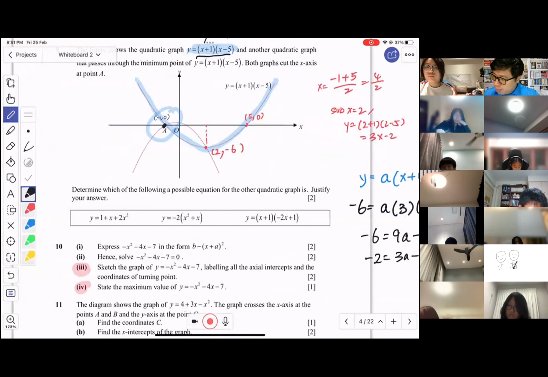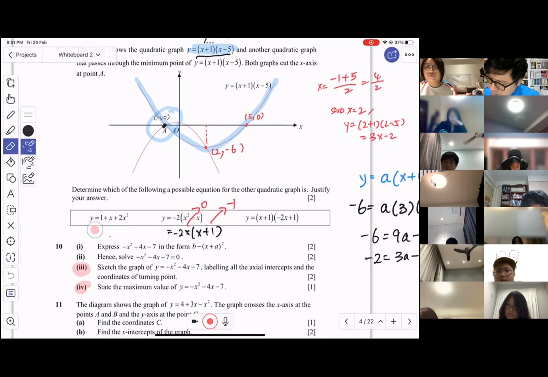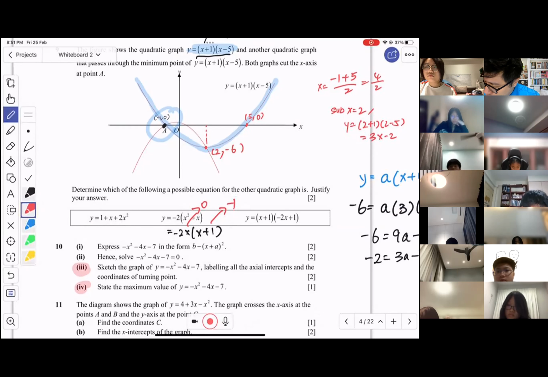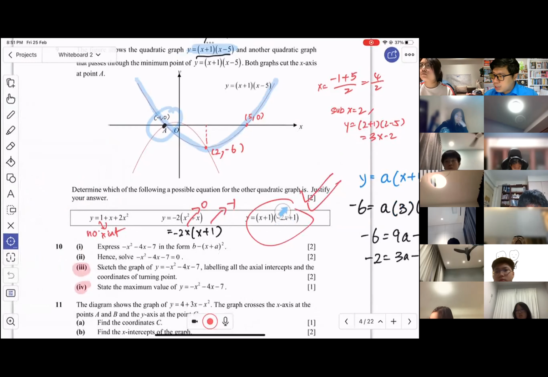If I factorize this as negative 2x, x plus 1, for this graph the intercepts are 0 and negative 1. This is y equals x. For this one, if I look at the discriminant, it's less than 0. This graph will have no x-intercept. So it has to be this one. It has x plus 1, and this here is a negative intercept, which is over here.